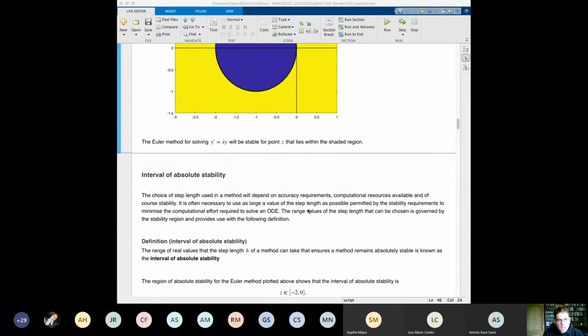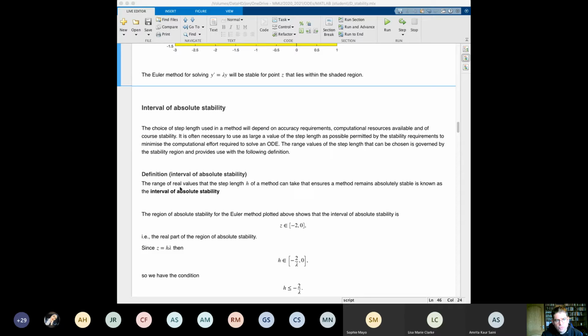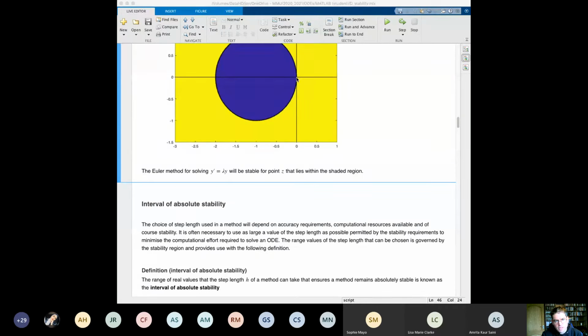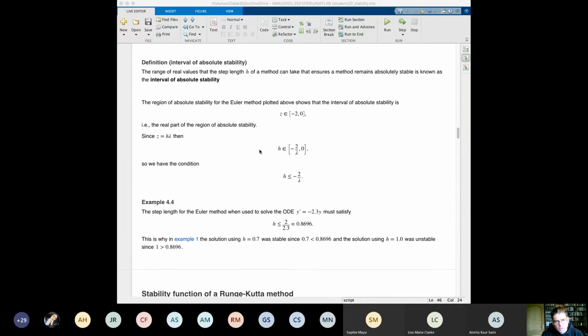We could also use them to determine the interval of absolute stability, which is just a range of real values that the step length of a method can take to ensure that it's stable. If we look at our plot, this is the real number line, so that's our interval of absolute stability with the Euler method. It's from -2 to 0. Remember, these are z values. So for our Euler method, our interval is -2 to 0, and z is h lambda, so h must be in the range -2 over lambda to 0.